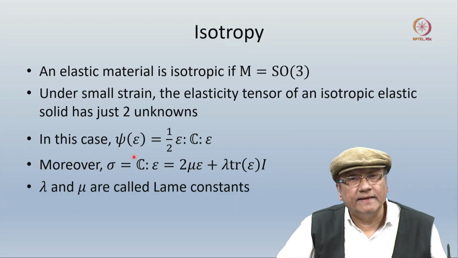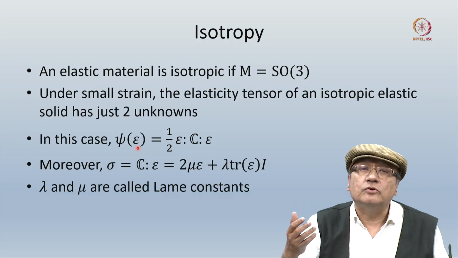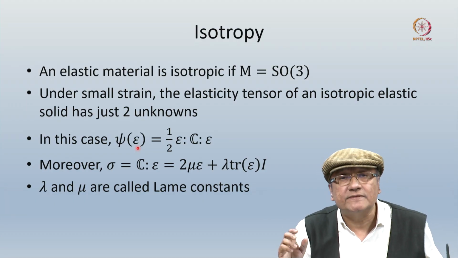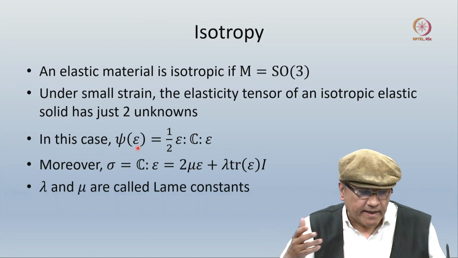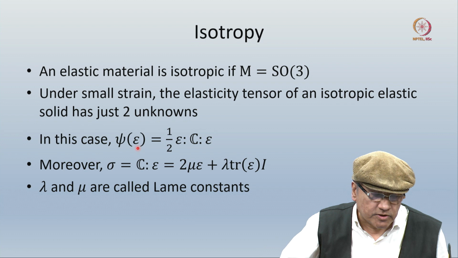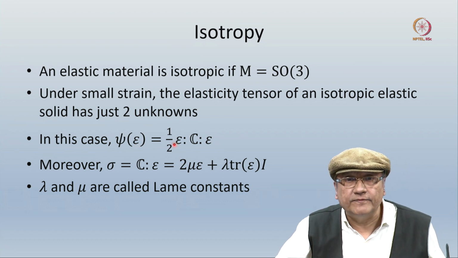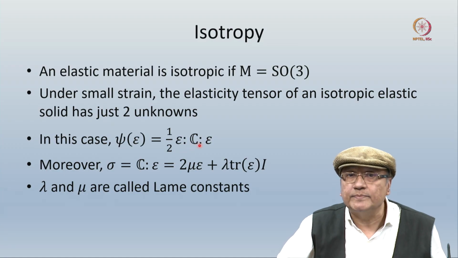In this particular case, you can write psi. Now we should not bother about strains like C, the Cauchy-Green, because it is for large deformation. Let us consider a small deformation case. So psi, the strain energy, will be a function of small strain epsilon. It will be written as half of epsilon inner product with C inner product with epsilon.